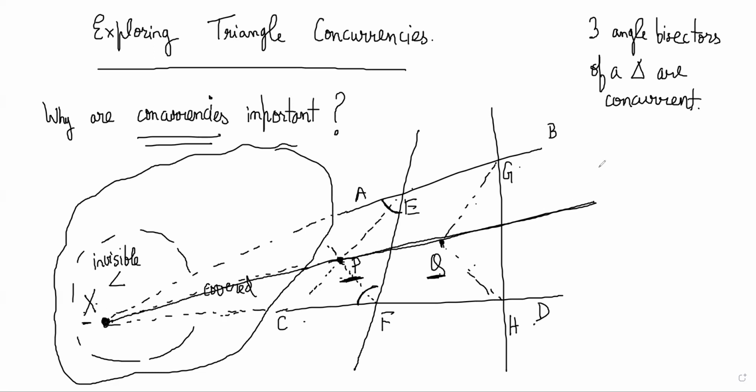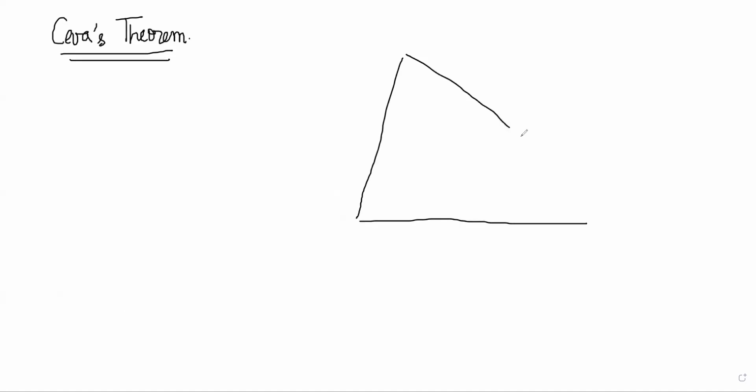So what we are using is the fact that the angle bisectors of a triangle are concurrent, and using that we have solved this tricky question. That is just one simple example of why concurrencies are important and how you can employ them in different situations. So we'll start off this video with Ceva's theorem, which helps us prove concurrencies in triangles. To prove that three lines are concurrent, we can employ Ceva's theorem. So let's draw a triangle, and I will tell you the statement of the theorem.